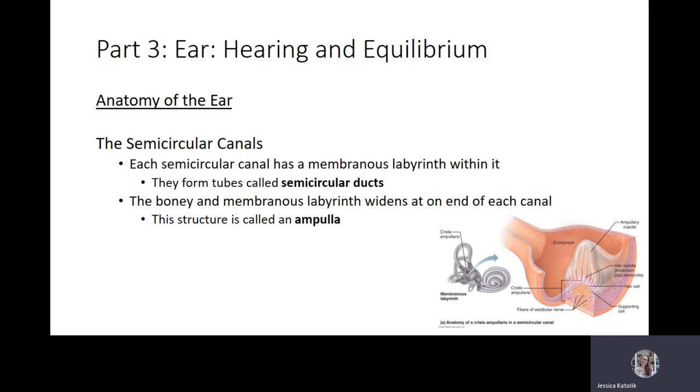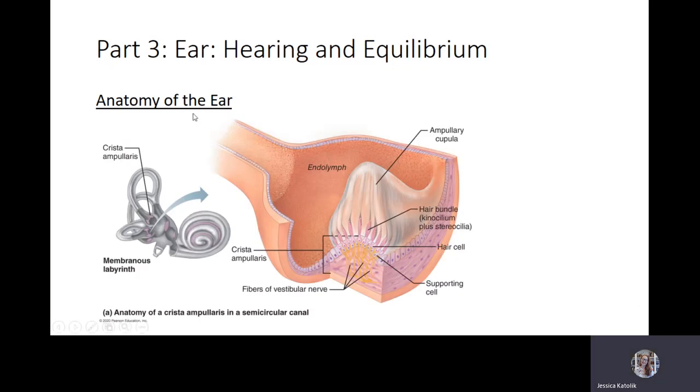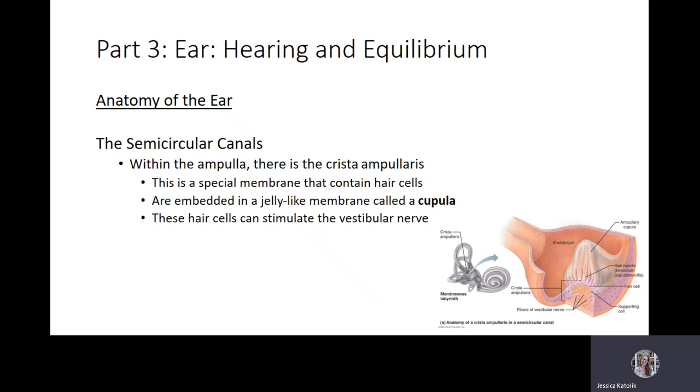And at the end of the semicircular canals, we're going to have a special region called the ampulla. The ampulla is a widened region of the bony and membranous labyrinth. So here we would have the semicircular canal and the widened part of the ampulla. Within the ampulla, there is a sensory structure called the crista ampullaris. The crista ampullaris is a specialized membrane composed of supporting cells and hair cells. And just like the macula, the hair cells are going to be embedded into a jelly-like substance, and we call this jelly-like substance the cupula right here.